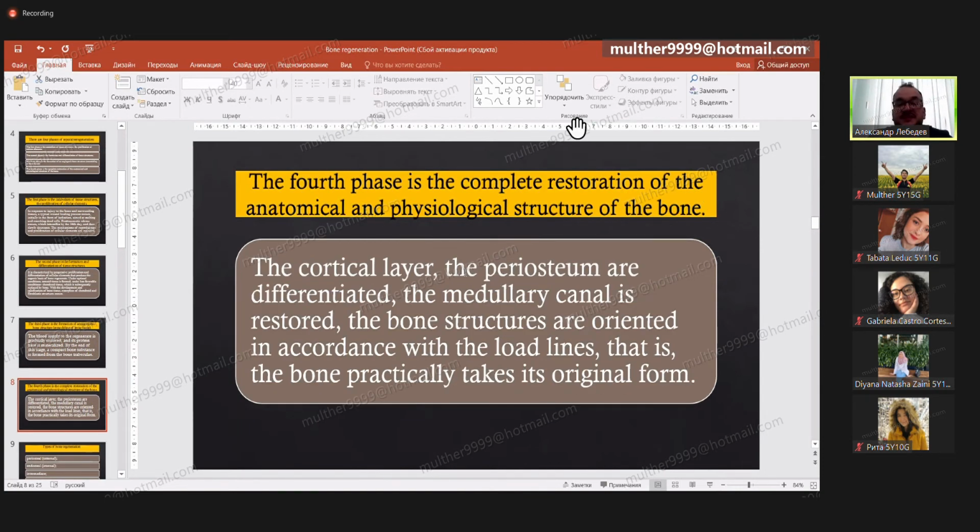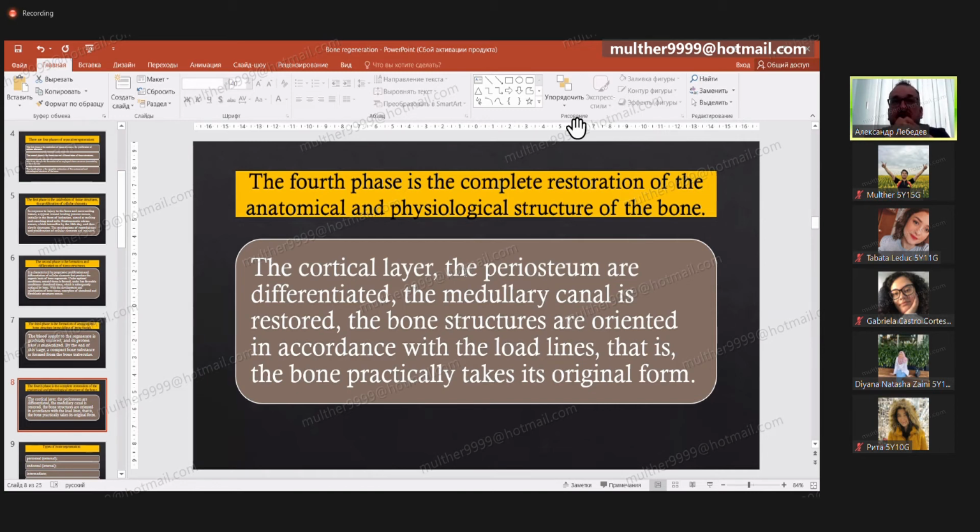The fourth phase is a complete restoration of the anatomical and physiological structure. Here, I told you, we speak about anatomical structure and physiological structure too. Don't forget that bones are not the same as stones. They are organs too. That's why, if we see the total union of the fracture, does it mean that the function of this bone is normal?